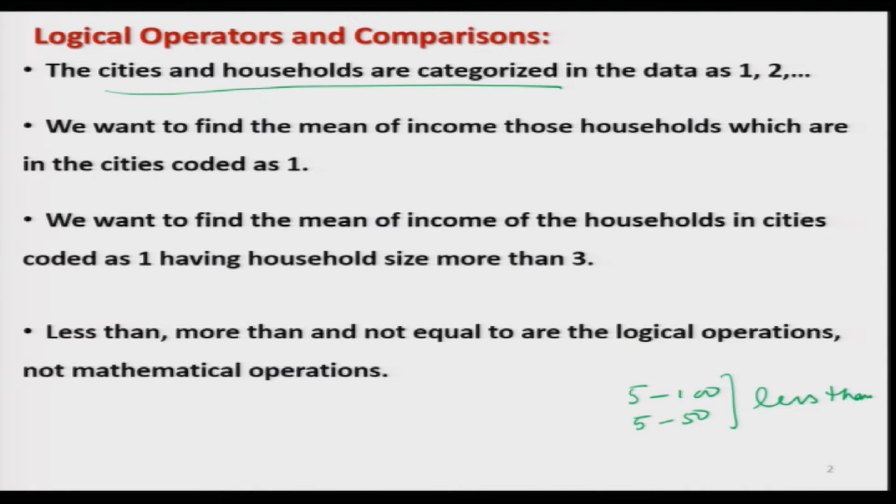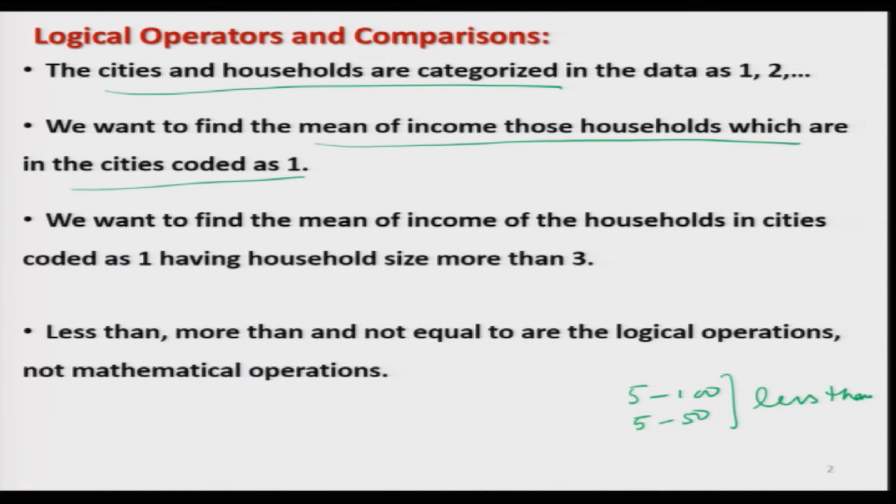Well, this 1, 2 and 3, these are only the indicator values. They simply indicate the absence and presence of the characteristic. They are not trying to compare the magnitude. So, now suppose we want to find out the average income or mean of the income of those households which are in the cities which are coded as 1.